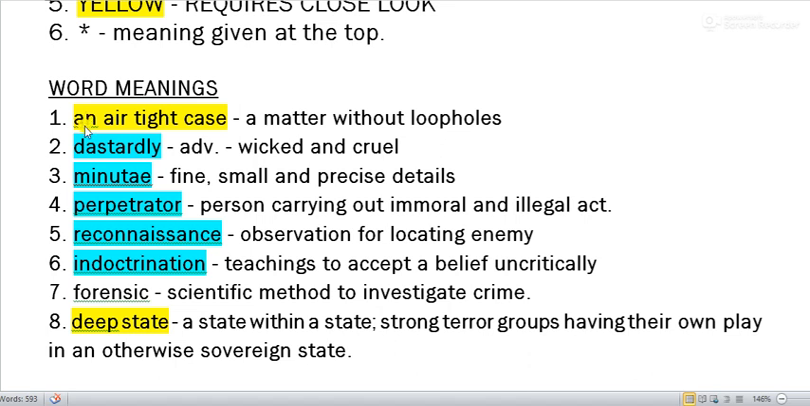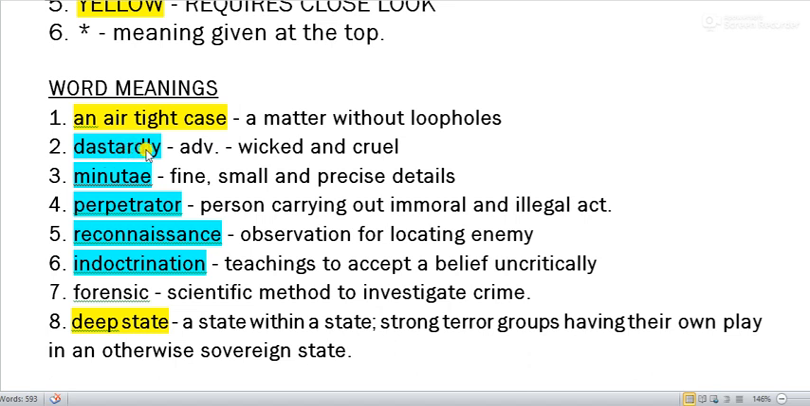The first is the topic itself, an airtight case: a matter without loopholes, an issue without loopholes, an investigation without loopholes. These would be the possible meanings of this combination of words.